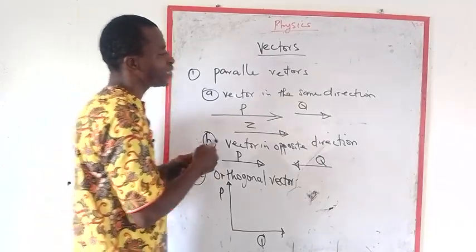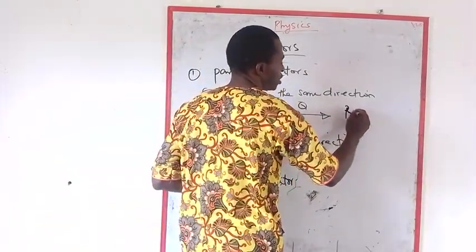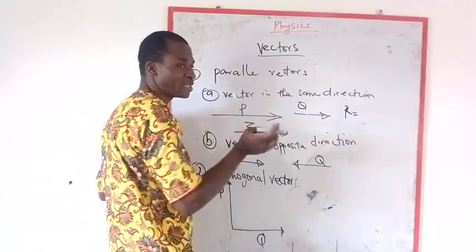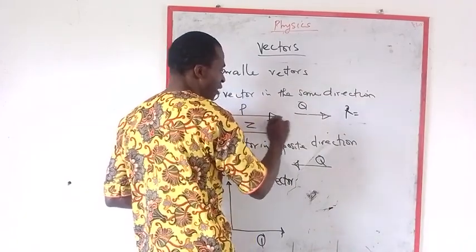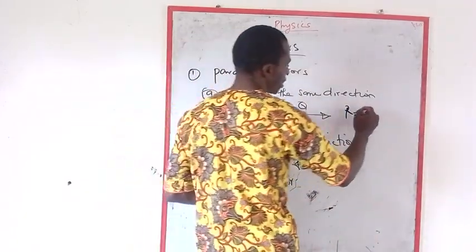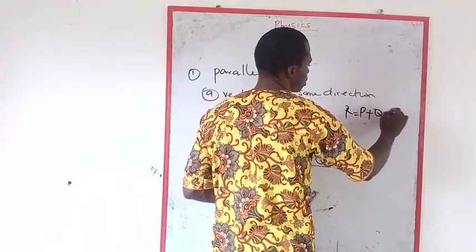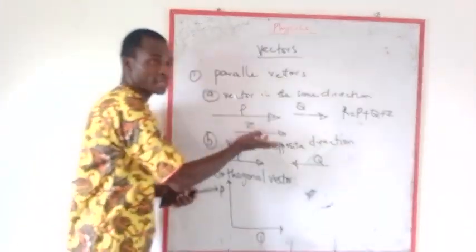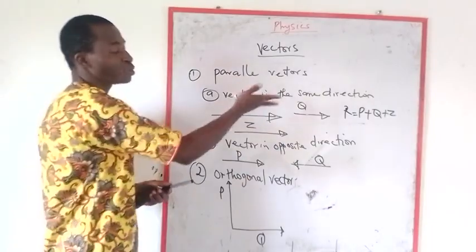Now let's find the resultant of this. We normally call it the resultant. In this case, we have three vectors here. Because they are in the same direction, we add. You can see the arrow here. That's what determines what happened there. So we have P plus Q plus what? Z. That is the resultant vector. It's just because they are parallel that we're doing it like that. Not all vectors will do like that.